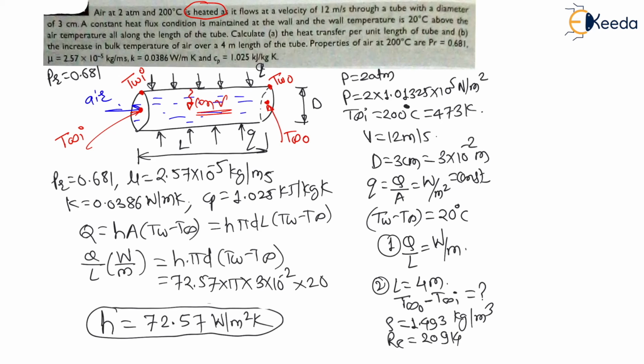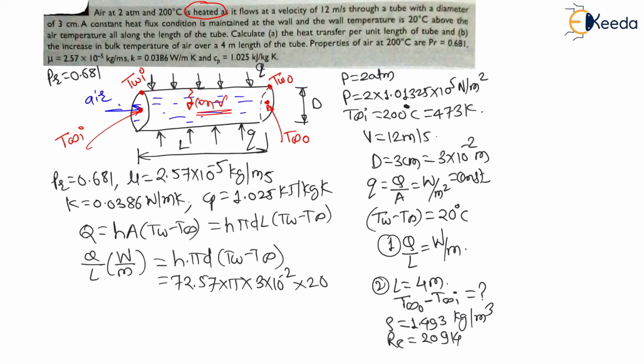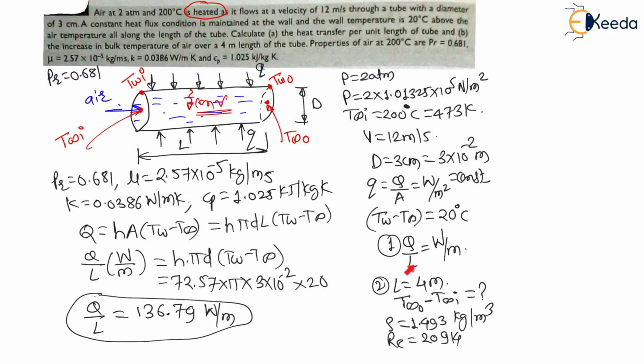So my dear students, if I simplify this equation for Q by L, that is heat transfer per unit length, the answer is 136.79 watt per meter. It is watt per meter. This is your first question. So let us solve the second question.